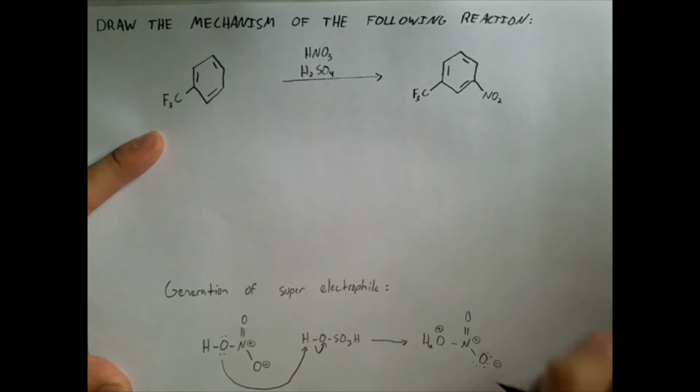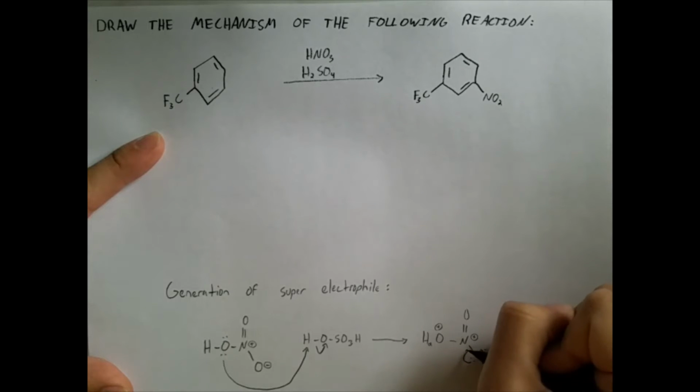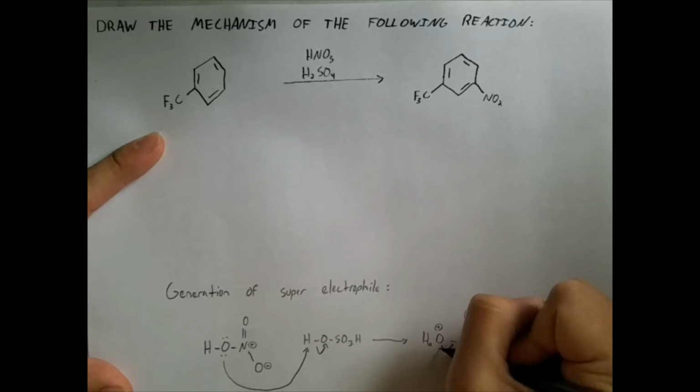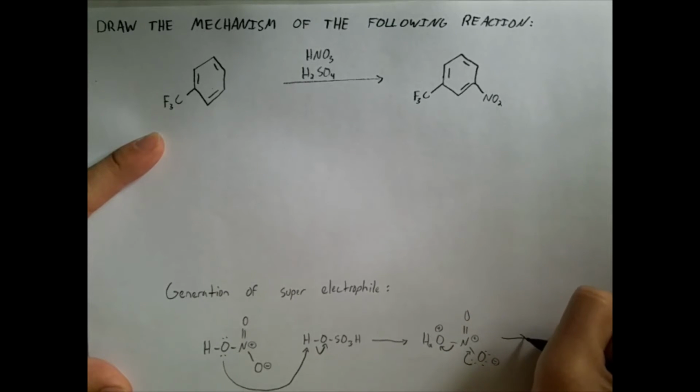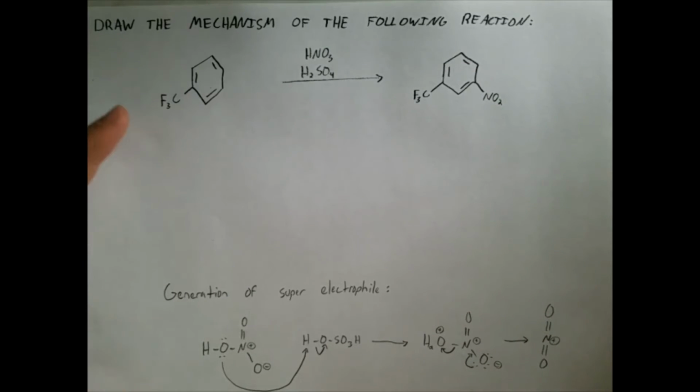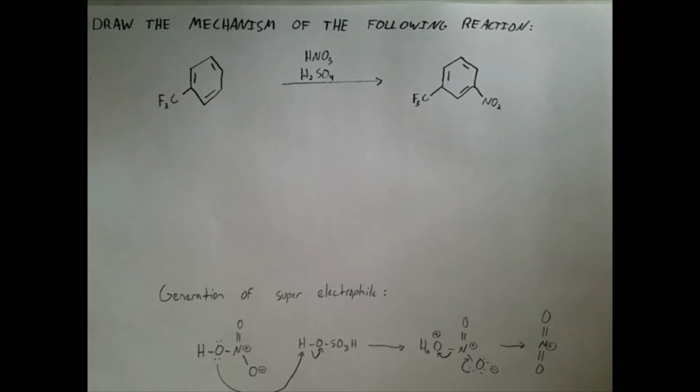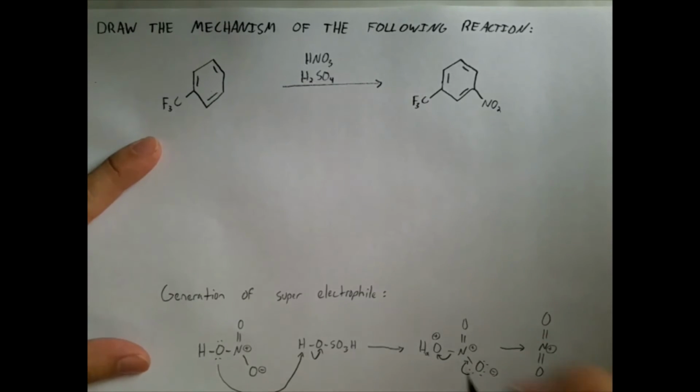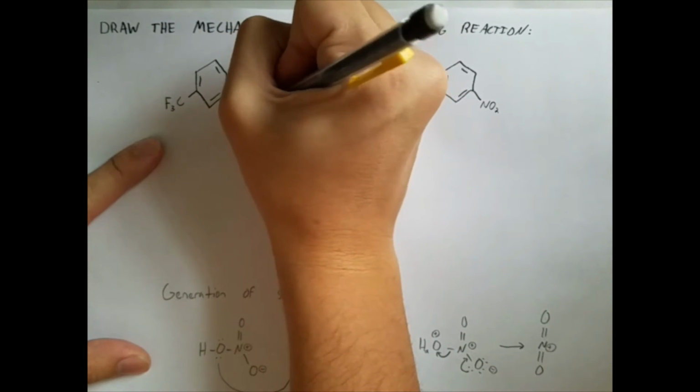So to knock it off, we're going to take these electrons, we're going to drop them down, and then since nitrogen can only have 4 bonds, we're going to kick off the water, and that's going to leave us what we want, which is the nitronium ion, which has a positive charge. So let's go up to the top here and write in our nitronium ion.